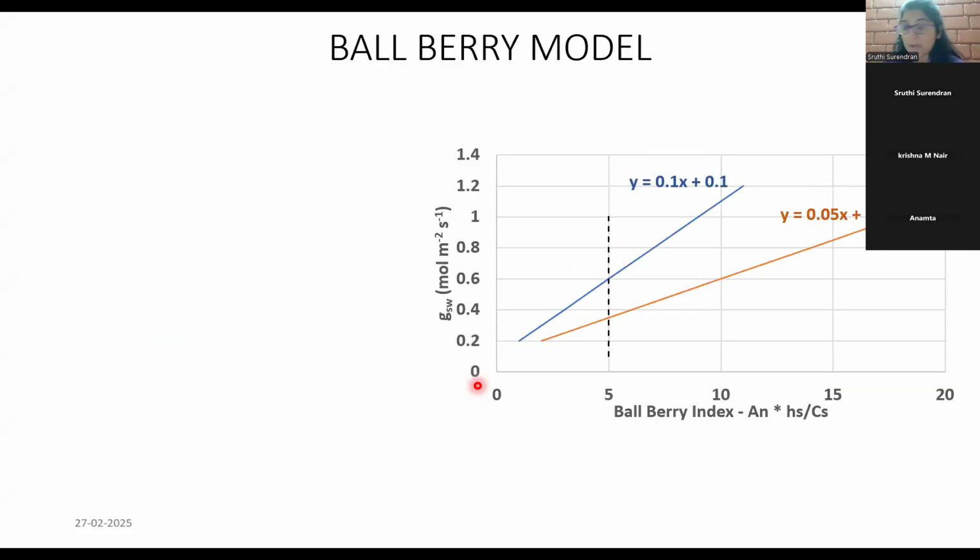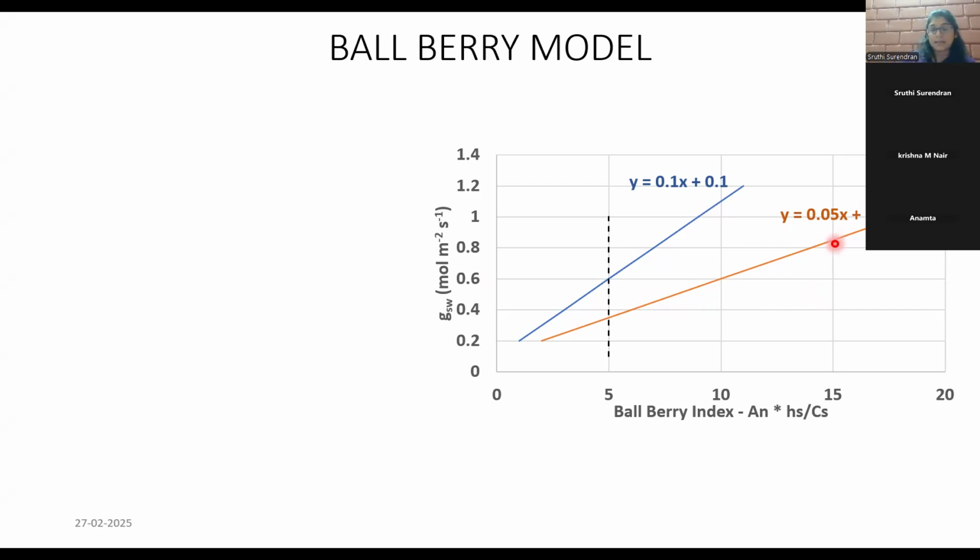Now, what does the slope give? What information does this slope give? So here, if you see, we know that, suppose this value is constant, HS by CS is equal to 1, and AN is the only value that is varying, then at a value of 5 micromoles per meter square per second, this line is having lesser stomatal conductance than this line. So for this line, the slope is higher, and as the slope becomes steeper, the stomatal conductance value increases, and as the slope reduces, the stomatal conductance value reduces.